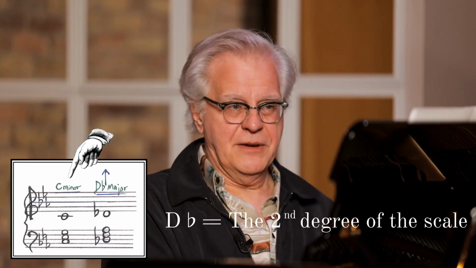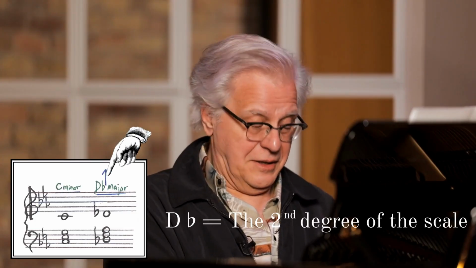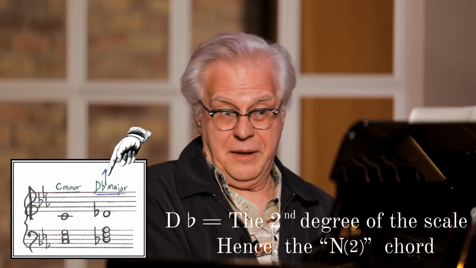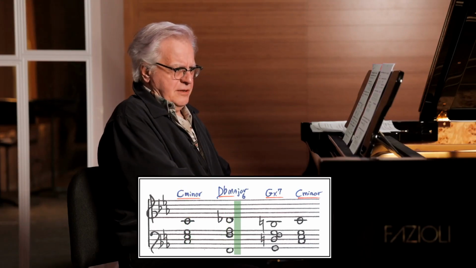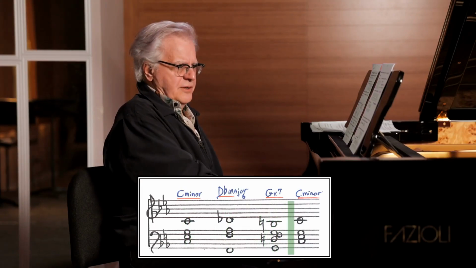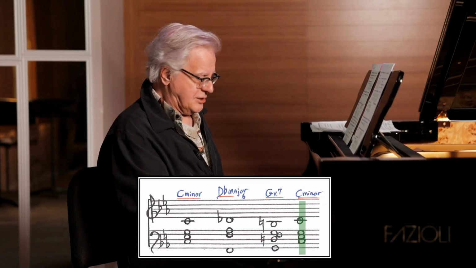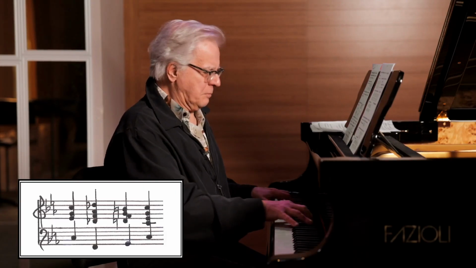If you take the tonic chord of the key that you're in, let's say C minor in this case, here's C, you simply move up a half step from C to D flat, and you use the major chord of D flat. Okay, so it sounds like C minor, D flat major, G7, and C minor. So that's the Neapolitan progression.